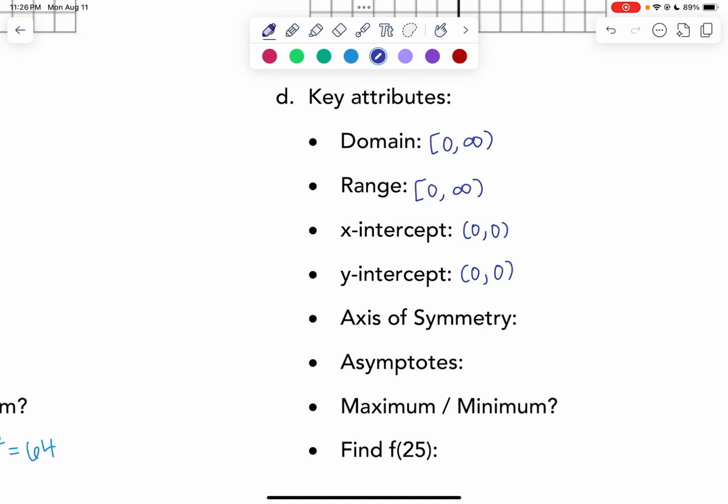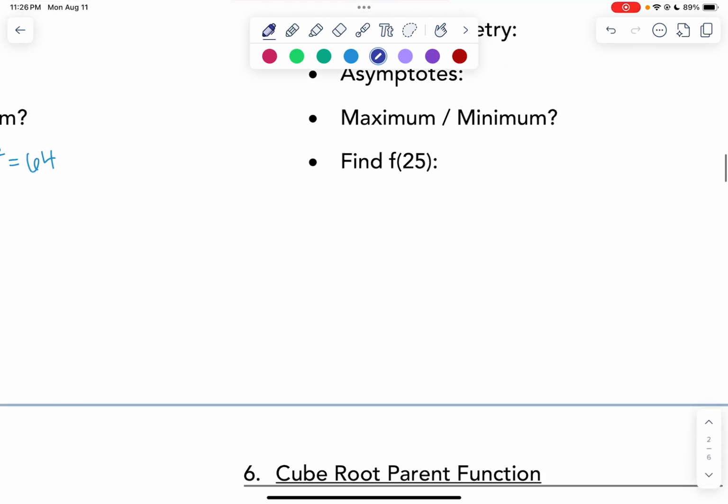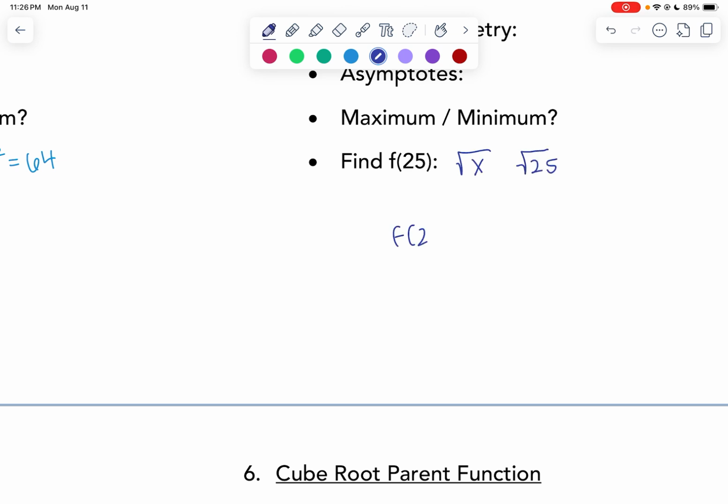Now, down here, if I asked you what's f of 25, well, remember the square root parent function is just the square root of x. So what's the square root of 25? 5. So f of 25 would equal 5.